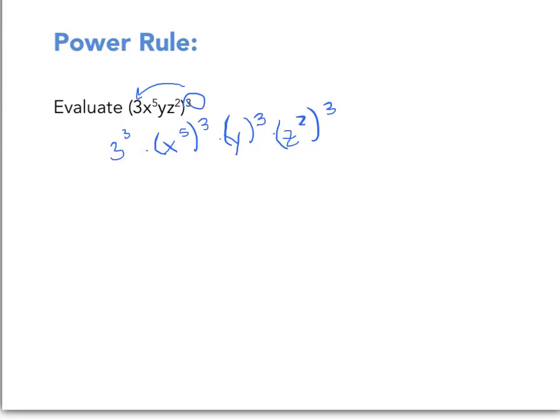So 3 to the third power is 27. x to the fifth power to the third power, 5 times 3 is 15. So we have x to the 15th.